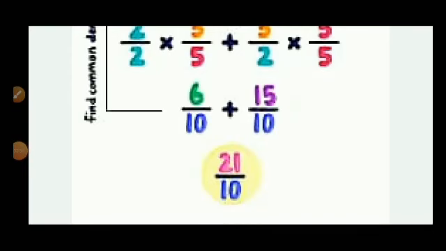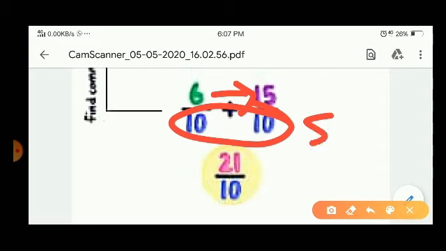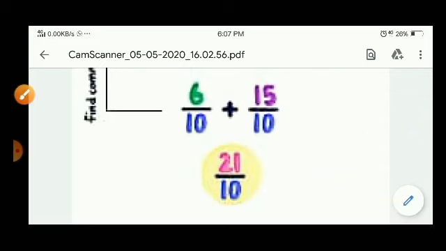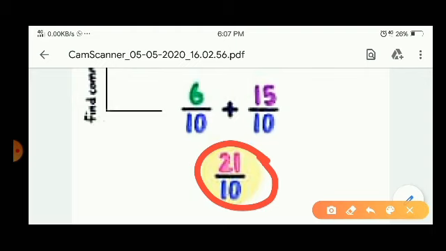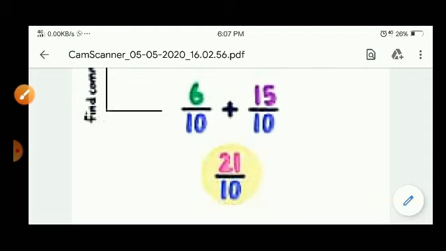So we just have to simply add numerator with the numerator only, and the denominator will be the same. So same as it is we have to do. 15 plus 6 is 21 and the denominator is the same here. So your answer is 21 upon 10 here.